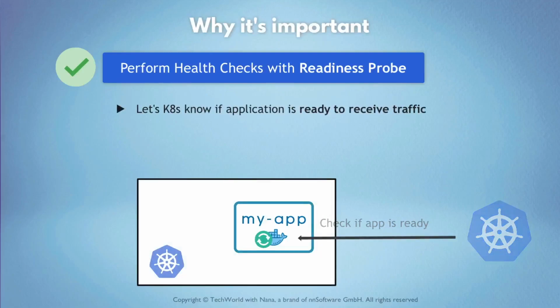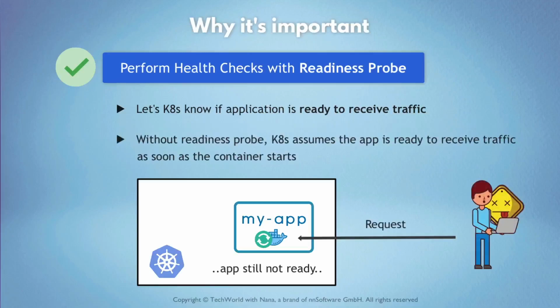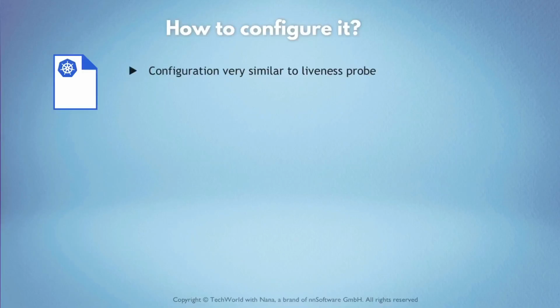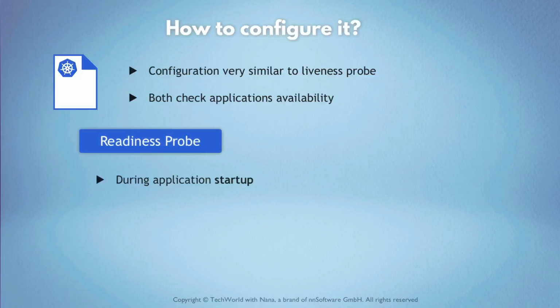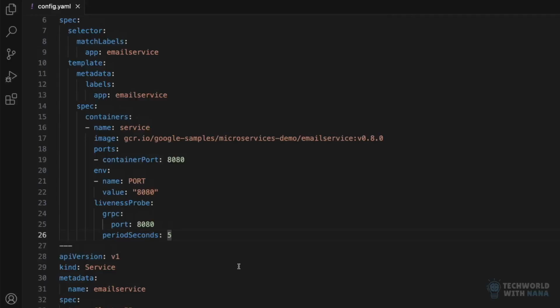And this is important because if your application needs 2 minutes to start, without a readiness probe, all the requests to it will fail during those 2 minutes and you will have a bunch of errors in your applications. So how do we configure a readiness probe? Actually very similarly to the liveness probe, because they both basically check the application availability. Readiness probe does it during the application startup process, while liveness probe does it while the application is already running. So let's see the configuration syntax for that.